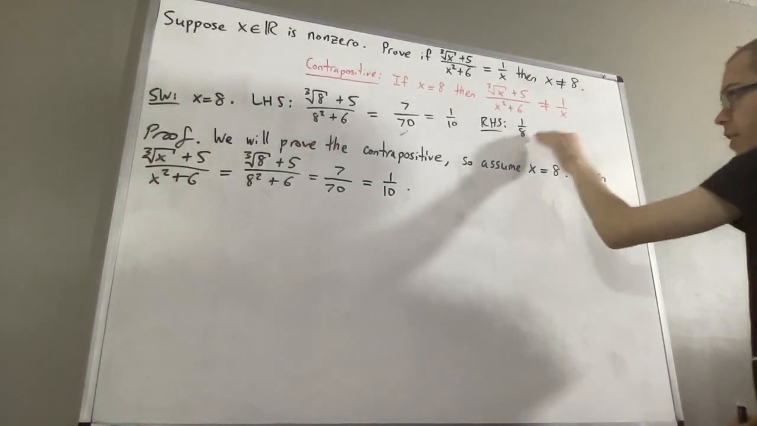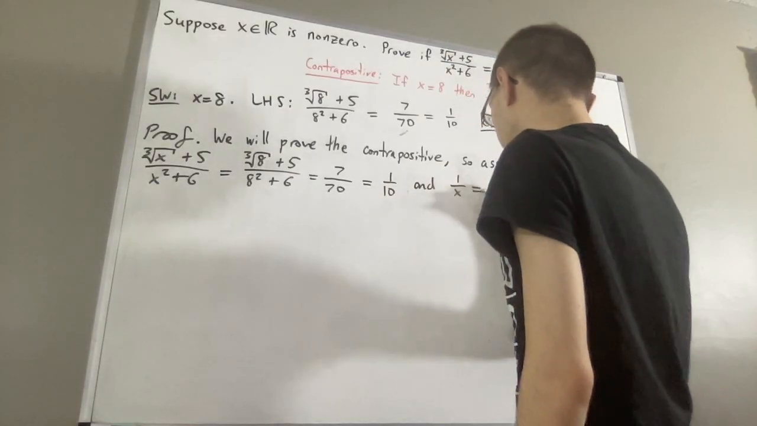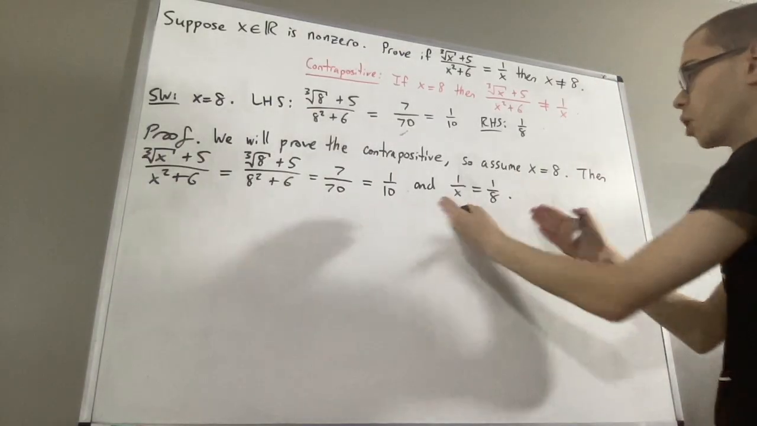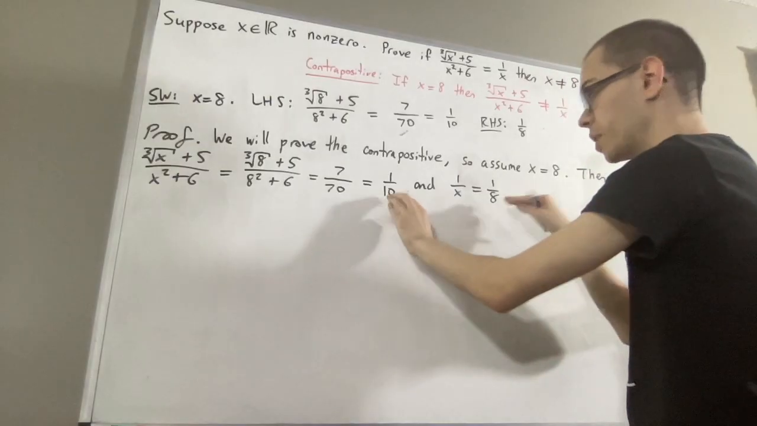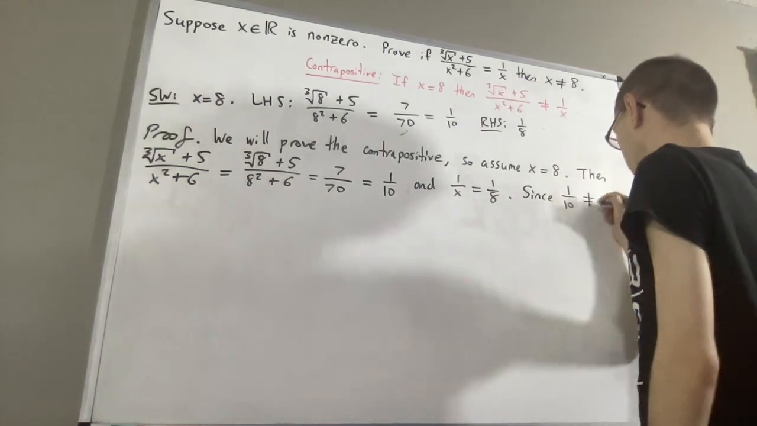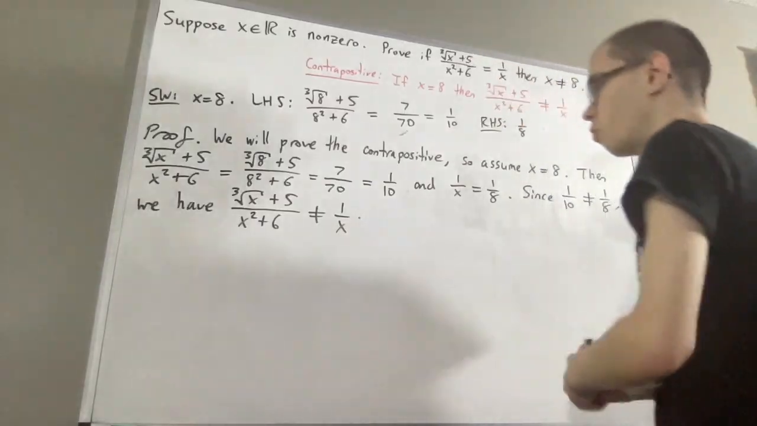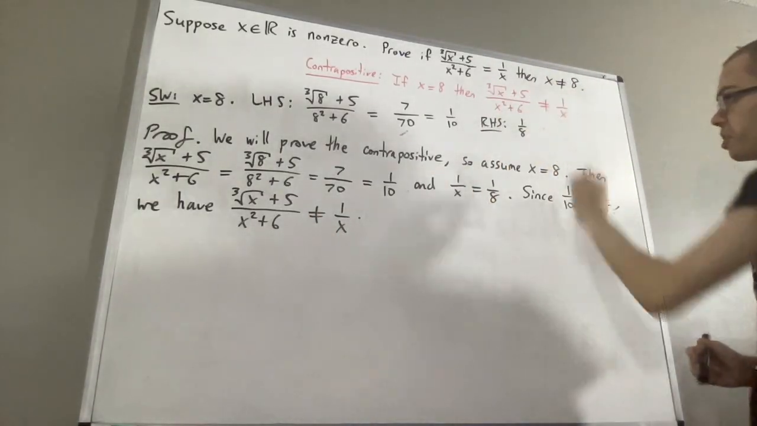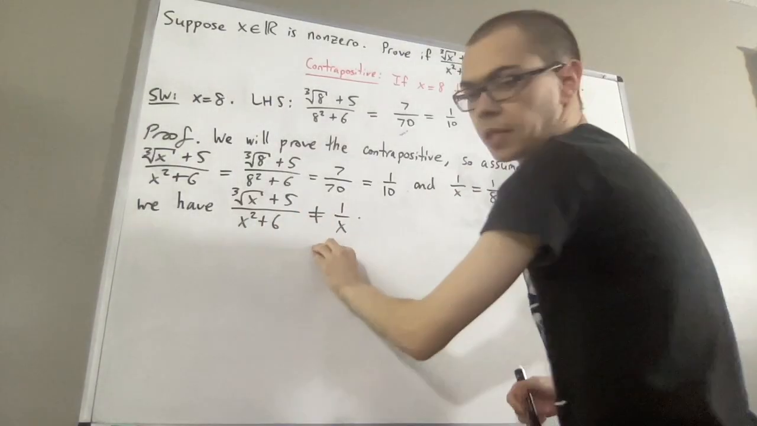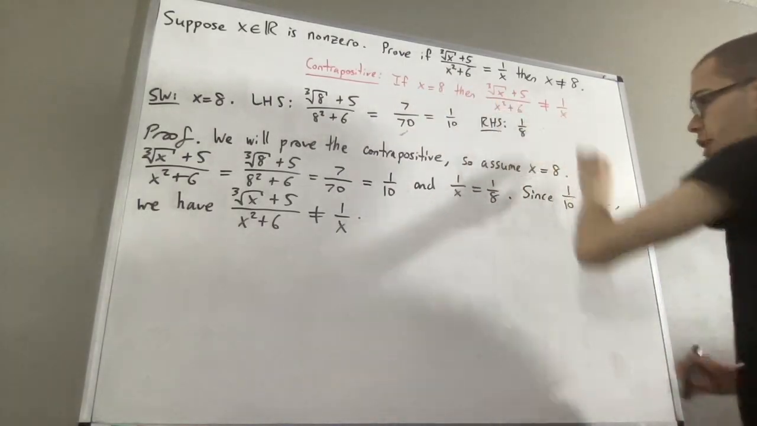We also know 1 over x is equal to 1 over 8. So I'm going to say, and 1 over x is equal to 1 over 8. So then the thing to note is that 1/10 is not equal to 1/8. So since these guys aren't equal, these guys can't be equal. And that's it. We have logically deduced what we wanted to deduce. So we see, under the assumption x is equal to 8, we've deduced that this is true. So we've proven if x is equal to 8, then these guys aren't equal.